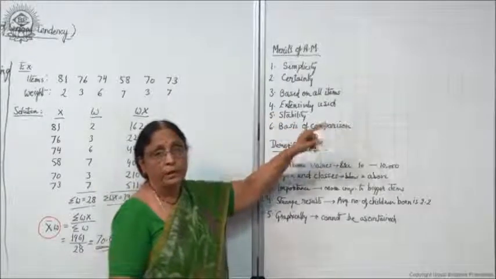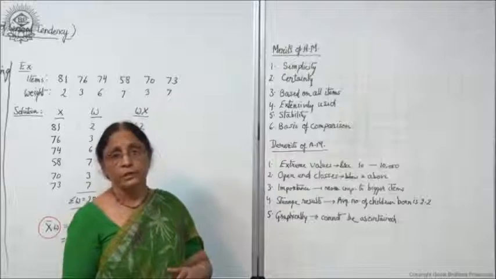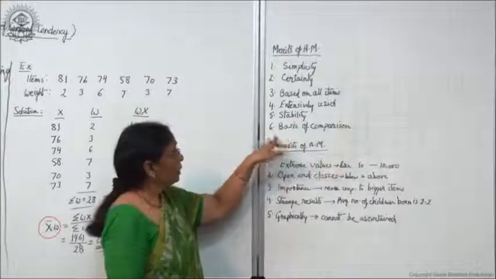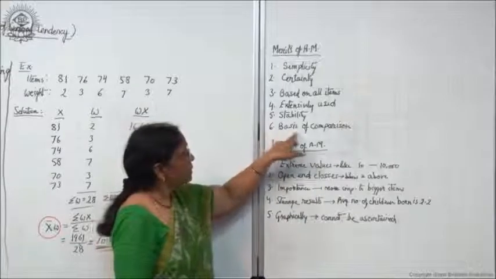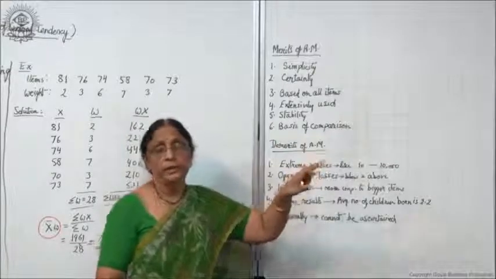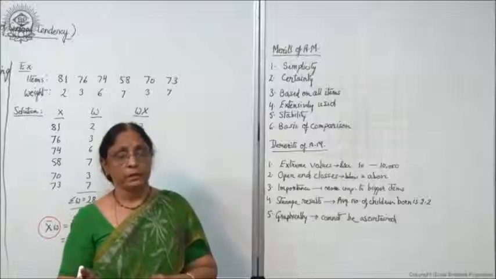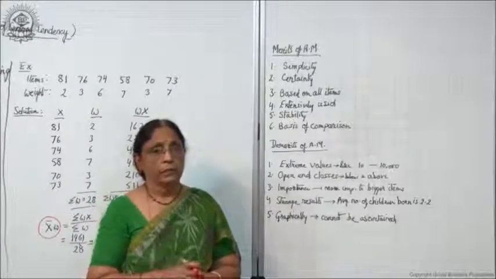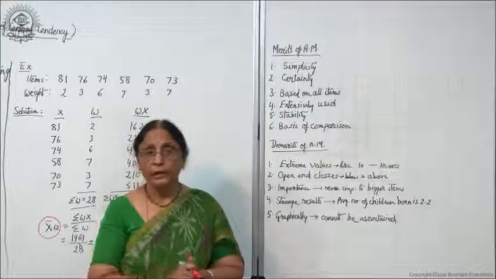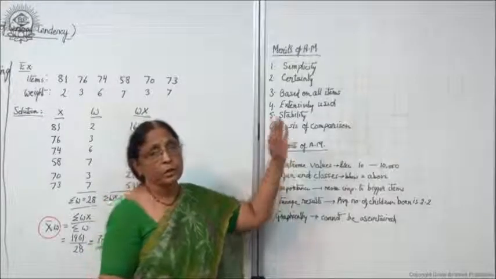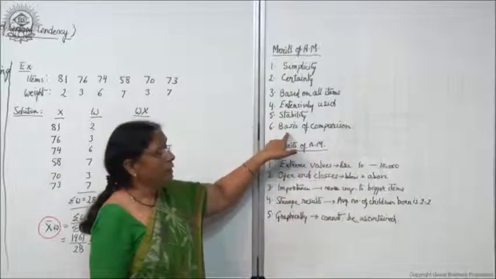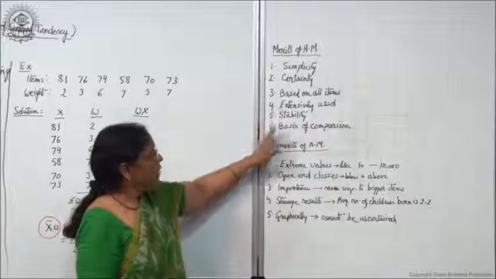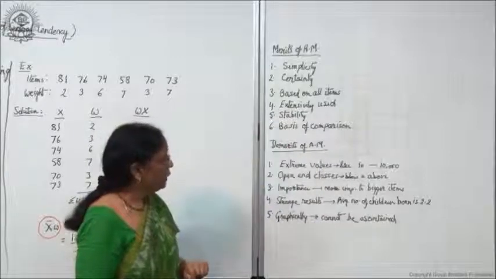Then fifth, it is the most stable method. That means it gives accurate results, so it is considered a more stable method. Then it is the basis of comparison. That means you can easily compare different items or different data, because the results are very accurate, and this process of calculating arithmetic mean helps in comparison of data. So these are basically the merits of arithmetic mean.